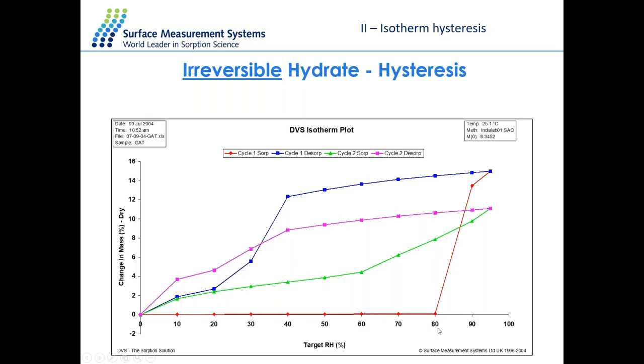Specifically, it doesn't have an identifiable critical value of relative humidity that allows me to form the hydrate back again. So this is highlighting the fact that this material is not stable in the condition of formation. If I want to maintain an anhydrous form of this material, I will have to store the material below 70% relative humidity. If I go over 70% relative humidity, then it goes to the hydrate form.